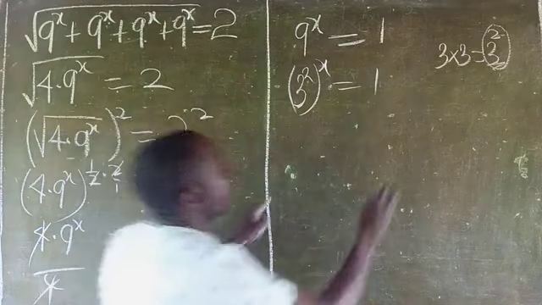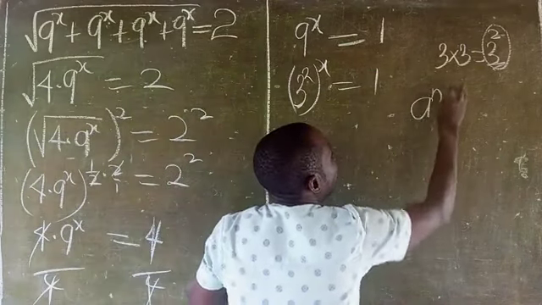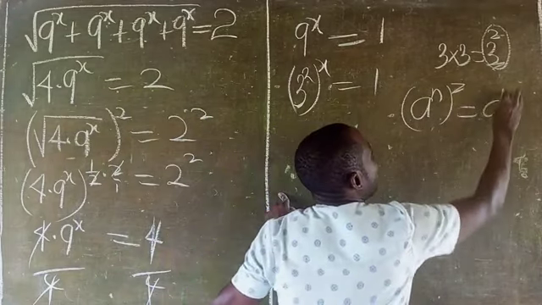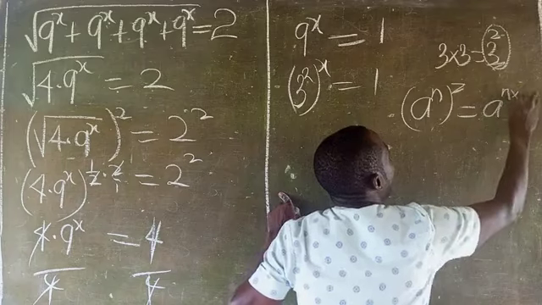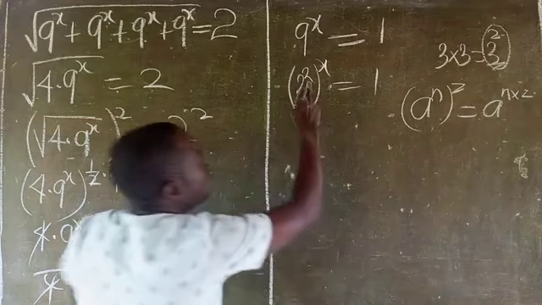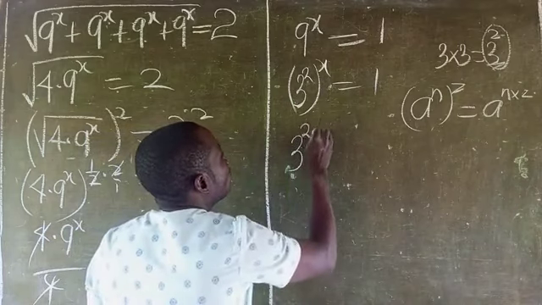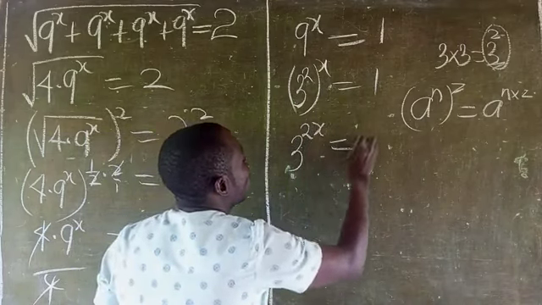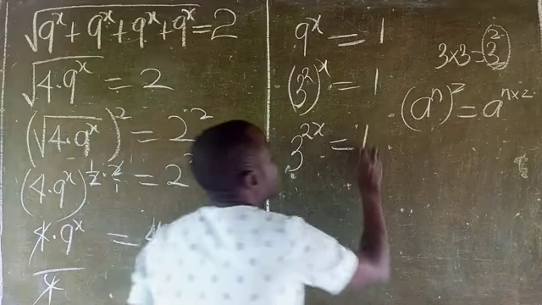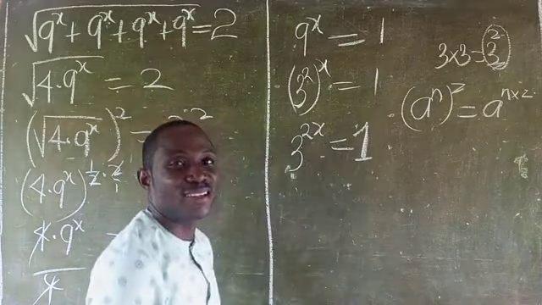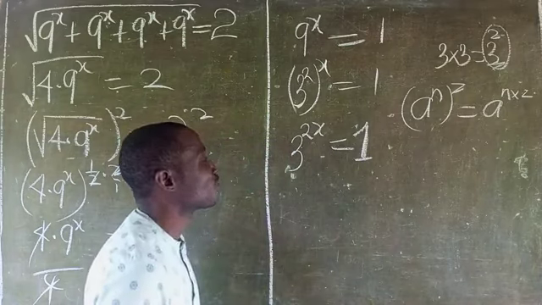And remember, if we have a raised to power n and it's raised to power z, it is the same thing as a raised to power n times z. So 2 will multiply x to become 3 raised to power 2x equals 1. But we're asked to find x, not 3 raised to power 2x.